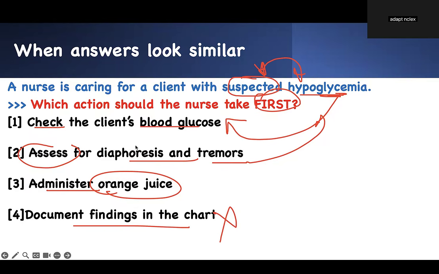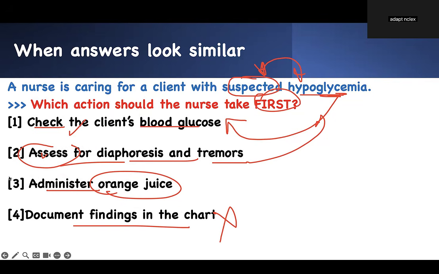Checking glucose and checking for signs of hypoglycemia are the same. You're making an assessment. Check the client blood glucose is an assessment. Assessing for diaphoresis is an assessment. At the same time, they know the patient is what? Hypoglycemia. They have done an assessment. Why would you do any more assessment? 2 answers are the same. Therefore, you know 1 and 2 are wrong.